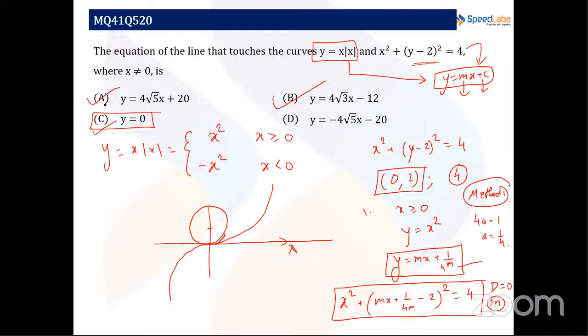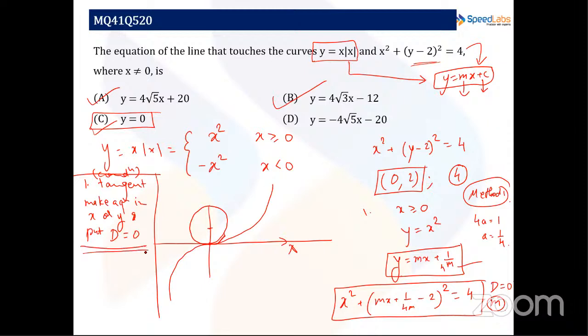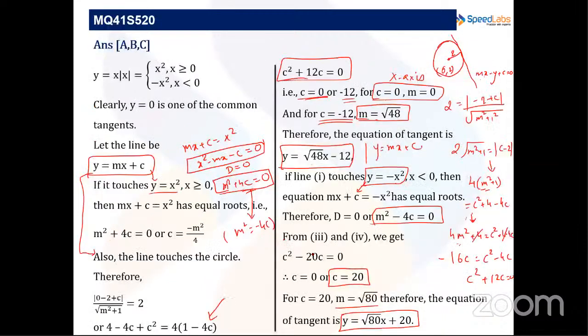So from this question, we can see that we are having three options here. Basically what we have learned today was: if we need to find the equation of tangent, then always remember, for the condition of tangency, make a quadratic in x or y and put discriminant equals to 0. Okay, so this was our class for parabola. Thank you everyone.